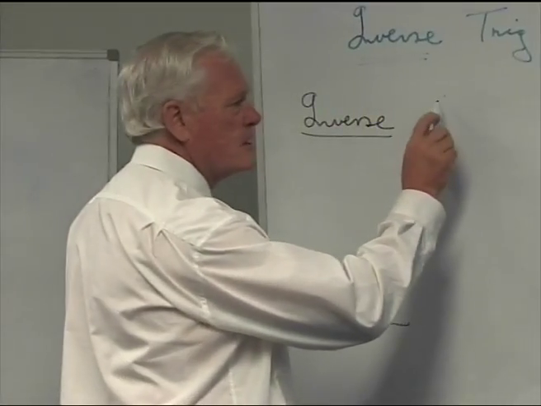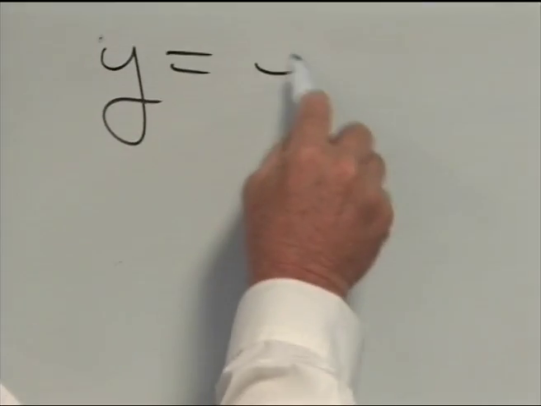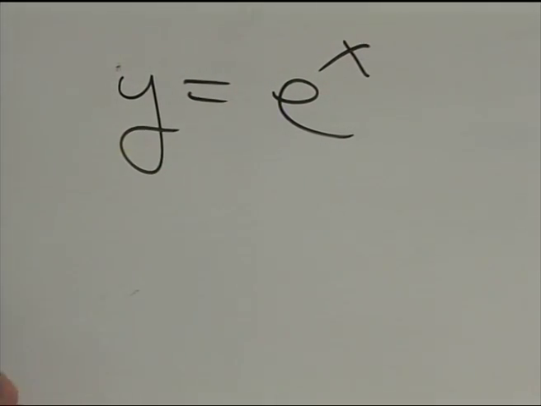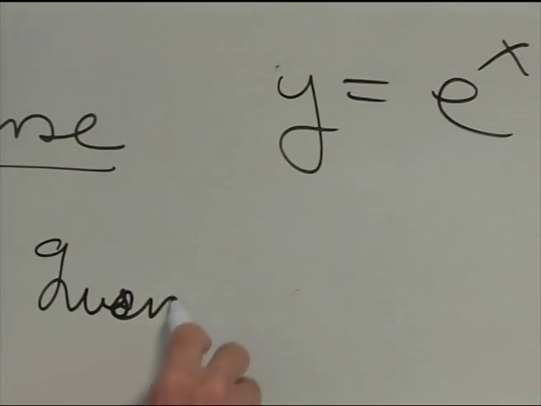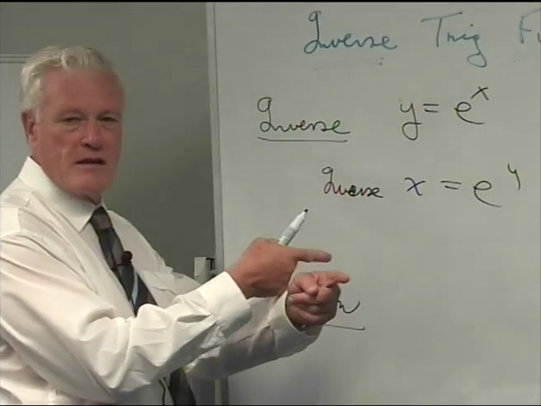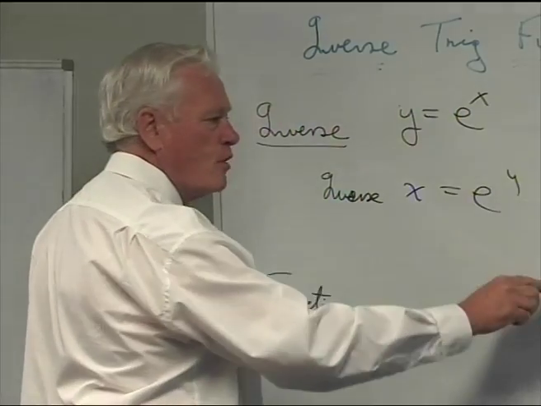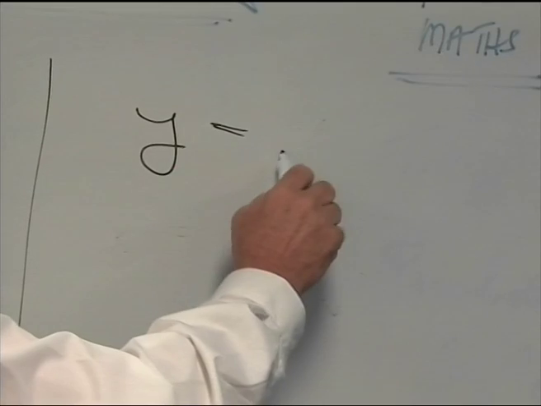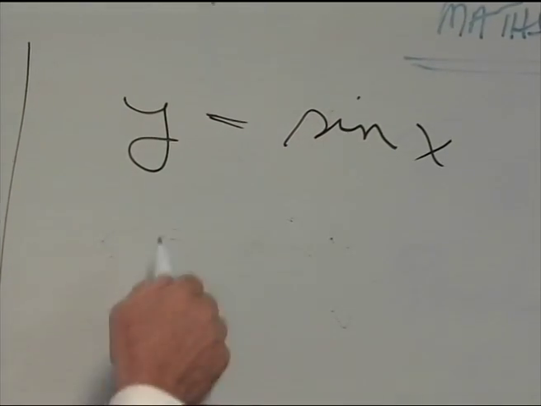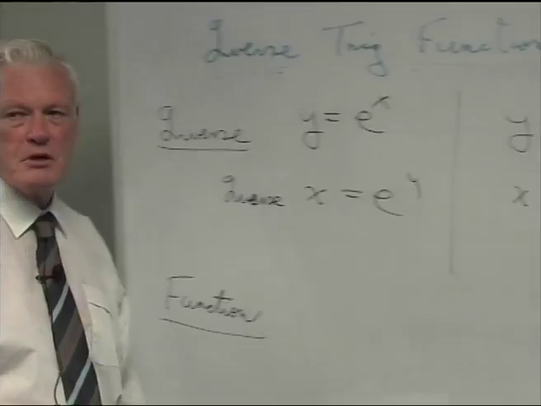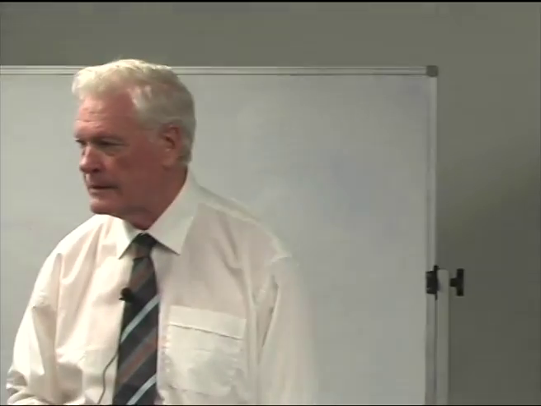To give you an example, y equals e to the x, which we know is an exponential, is an increasing curve. The inverse of that function is x equals e to the y. There's an interchanging of the ordered pair: where you see x, you put y. If you took, to make an easy one, y equals sine x, the inverse of that is x equals sine y. Now that's quite simple. So what does an inverse mean?